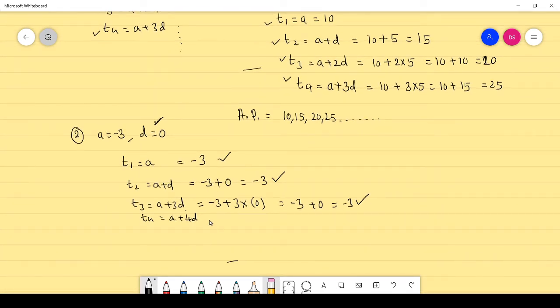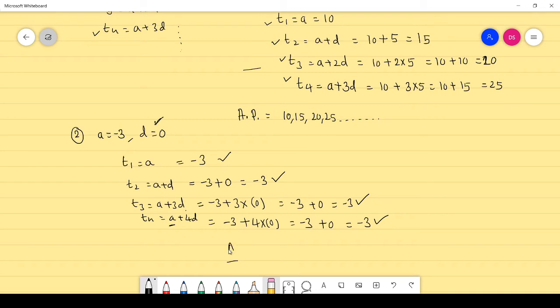Now how to solve t4? Yes, a is equal to what? Minus 3. I'm placing the values in this formula itself, right? Plus 4 into d, and d is equal to what? 0. Right, minus 3 will remain as it is. 4 into 0 is 0, so minus 3 plus 0 is equal to minus 3. So the fourth term also we got.